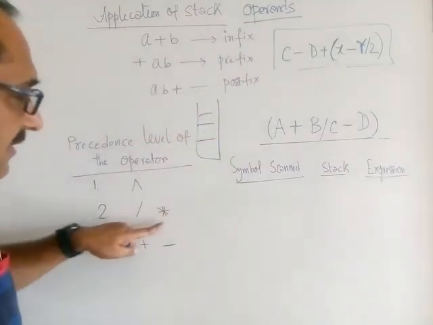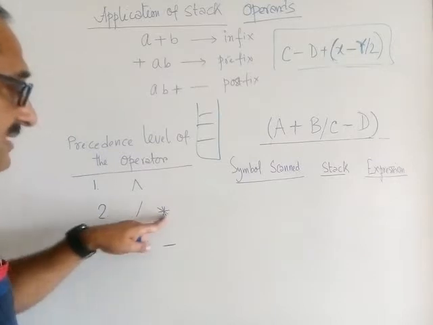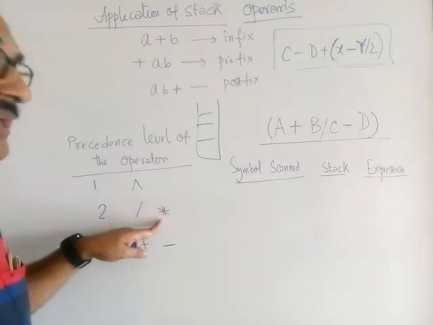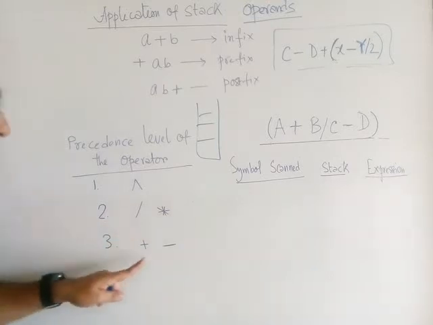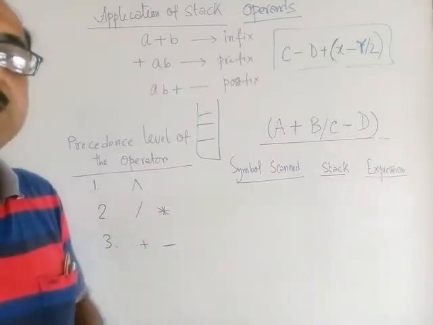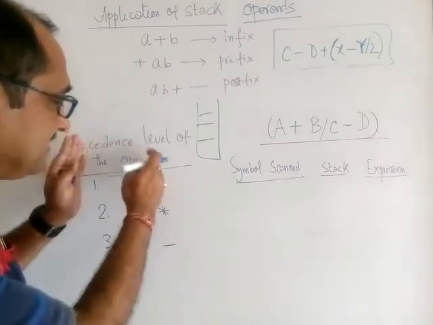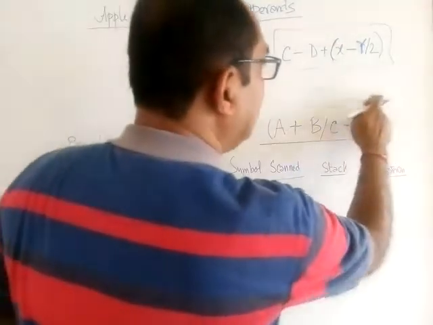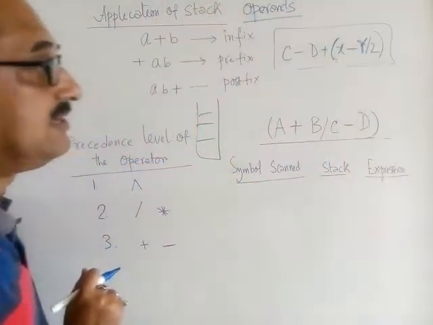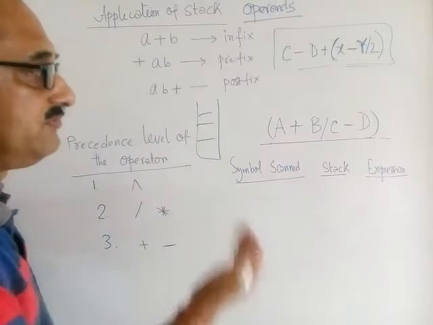In the second level, in the same level, we have asterisk and division. And in the bottommost level we have plus and minus. They are of the same level. So this precedence level of the operators we have to remember. Now let's come back to this expression. We were trying to convert this infix expression to postfix.